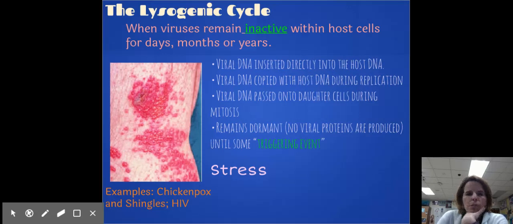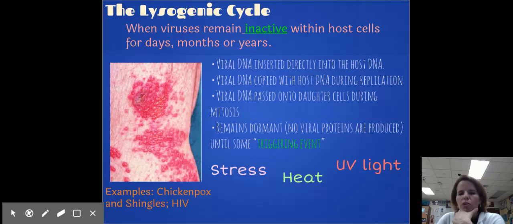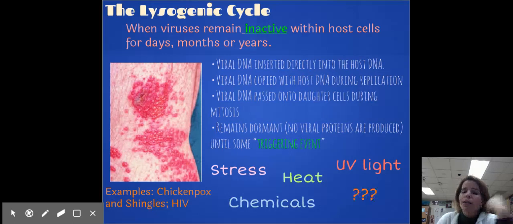Maybe a person experiences some kind of stress or exposure to ultraviolet light, heat, chemicals like certain medications. But lots of times when shingles, for example, will pop out of the lysogenic cycle, it's a mystery why it happens to some people and why it doesn't happen to others. So what I need you to know about the lysogenic cycle is that it's a time delay for the lytic cycle, when something is going a little bit slower.